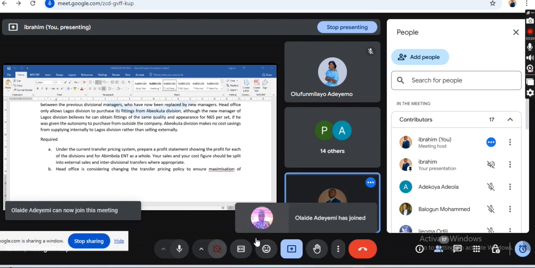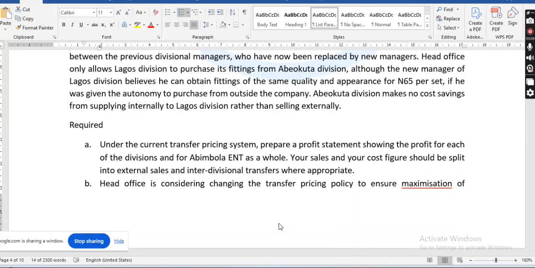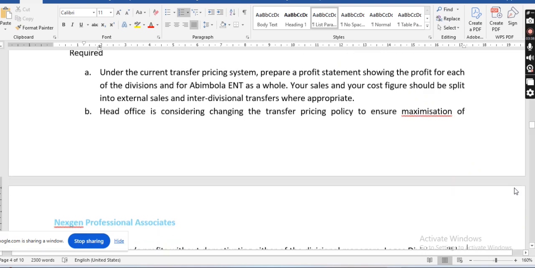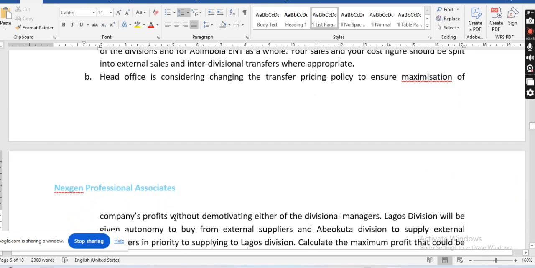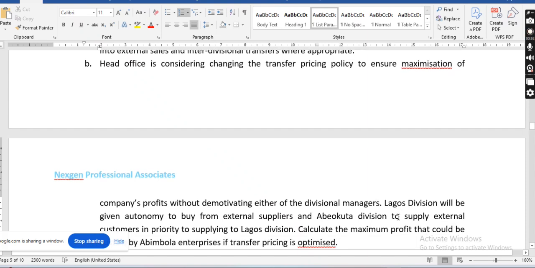Next, head office is considering changing the transfer pricing policy to ensure maximization of the company's profit without demotivating either of the divisional managers, right? Lagos division, now they want to look at changing their transfer pricing policy. That's okay, because they want to encourage the divisional managers. They want to motivate them. Now, what is it?